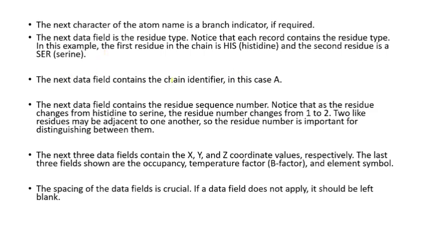is a chain identifier. So next we'll see the data field residue, and notice that the residue is adjacent to the next data field. Okay, this is a chain identifier. This A, B are the chain identifiers.